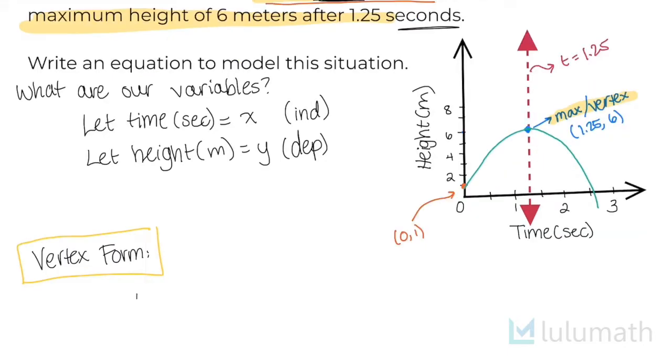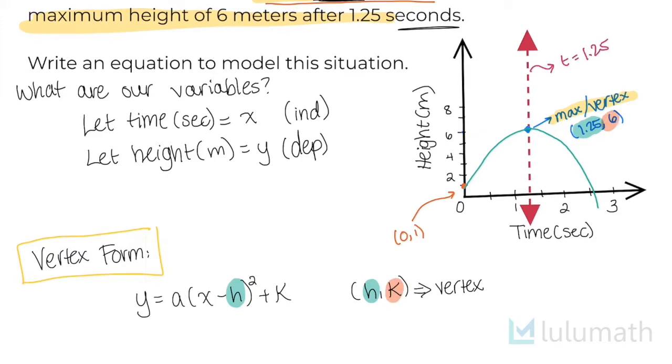And vertex form is y equals a times (x minus h) squared plus k, where (h, k) is our vertex. So here we know our h value, the x value in our vertex, is 1.25. So that will go in for this h right here. And we know that the k value is this 6 right here, the y value. So we'll put it in for the k here. So it will look as follows.